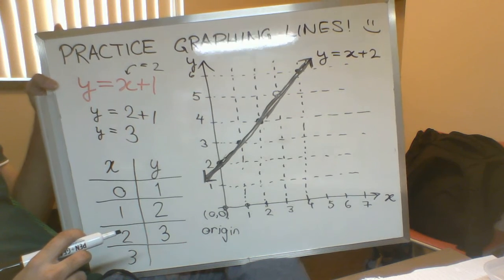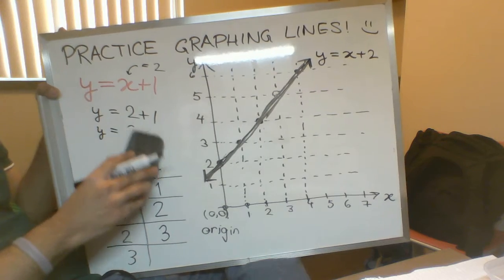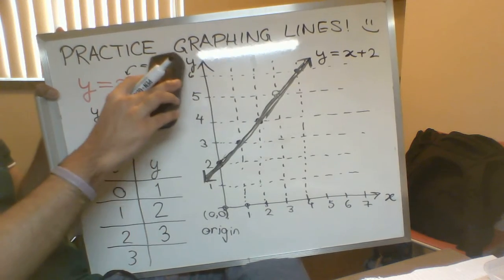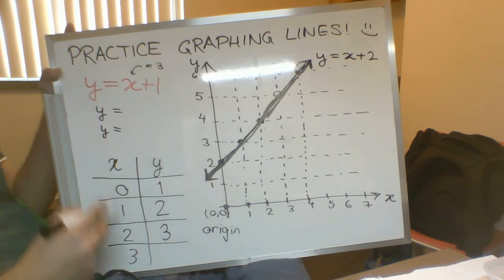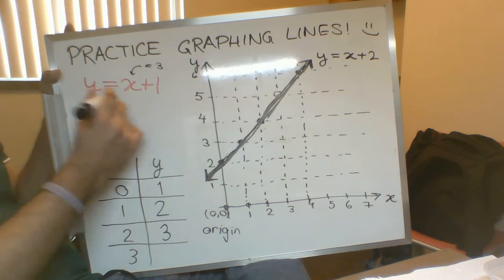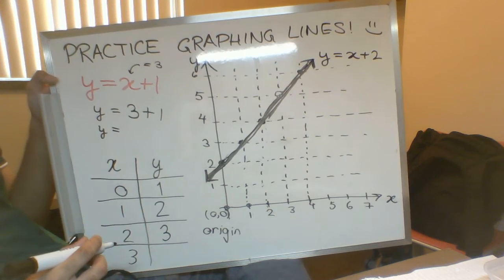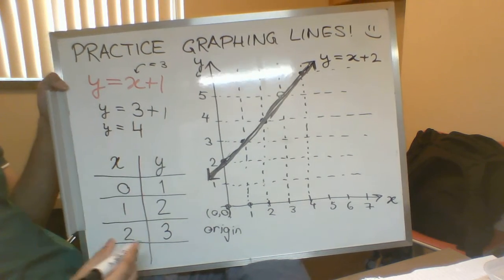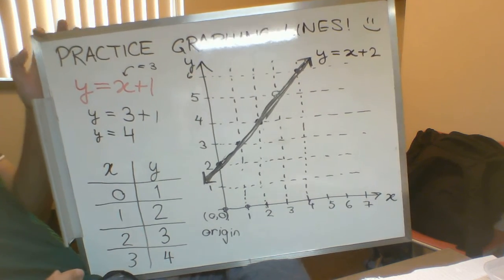And then we'll do one more, which is for x is equal to 3. So if I get rid of that and we say x is equal to 3, then we plug that into the equation, so we get y is equal to 3 plus 1. So that's going to tell us that y is equal to 4. So we can put that down in our table as well.